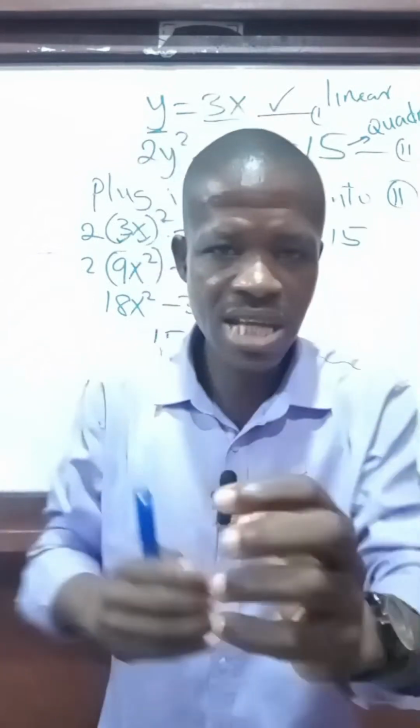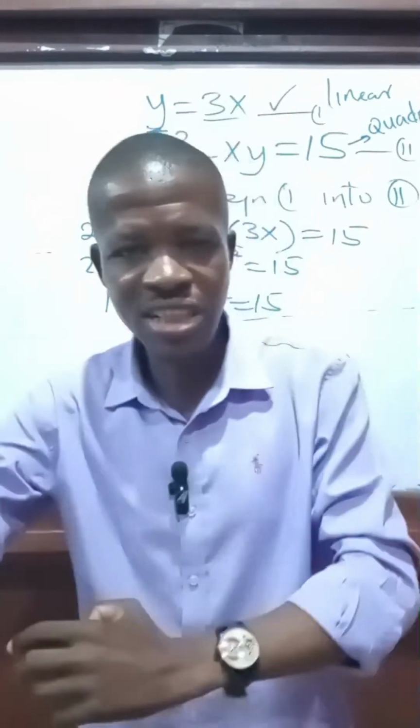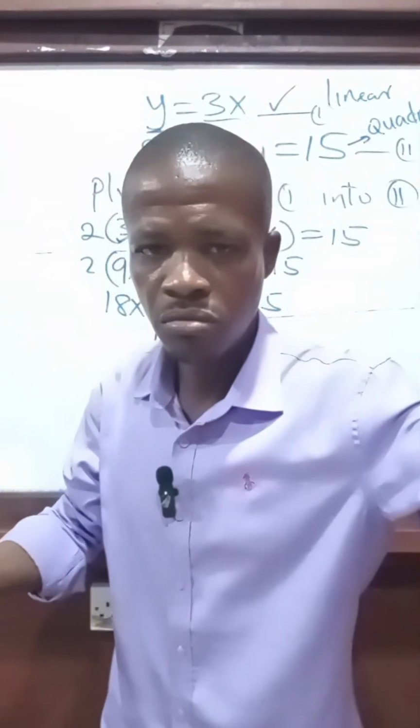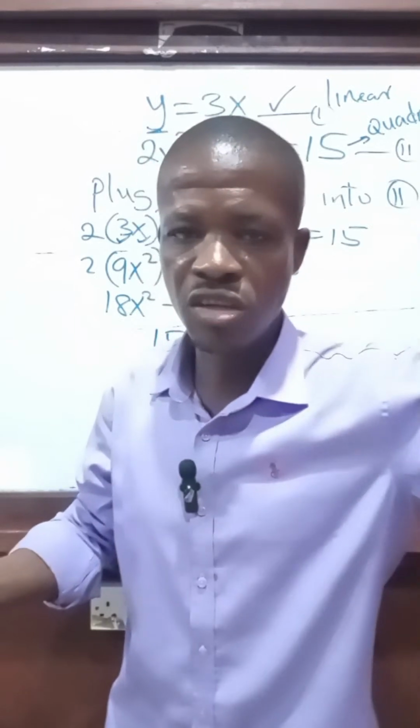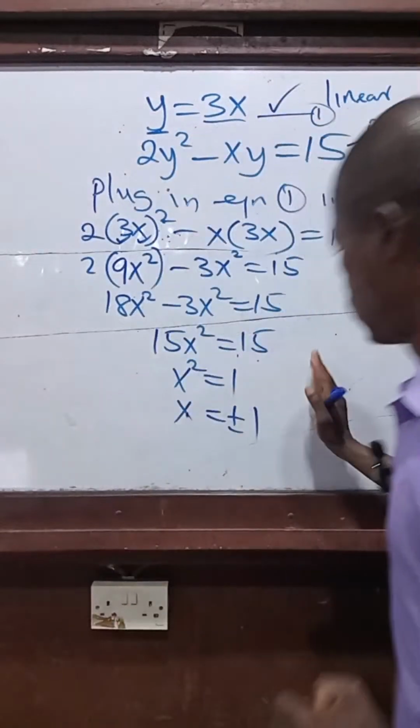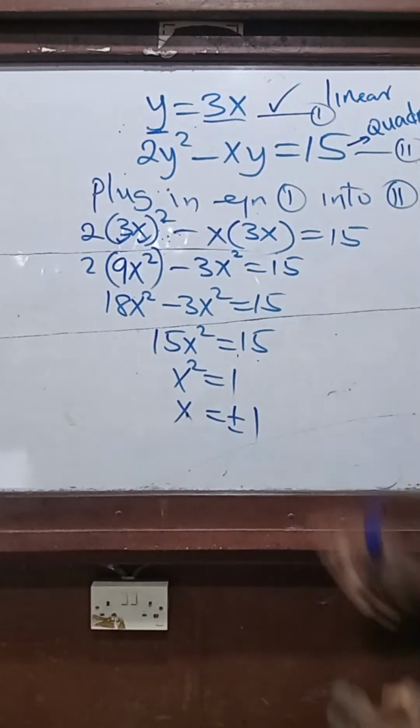You substitute from the linear equation, get a new equation from the linear, and put it in the what? In the quadratic equation. So this is what we have now.